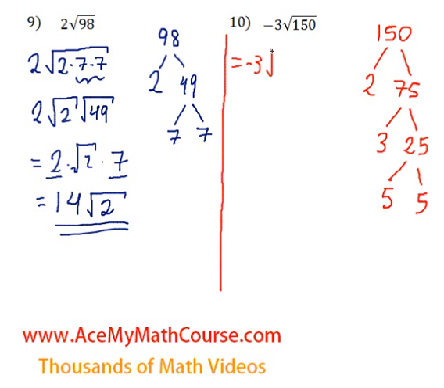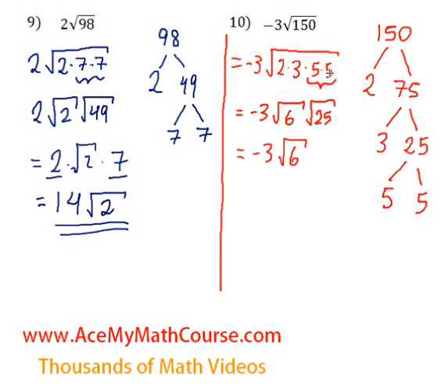So we have negative 3 times the square root of 2 times 3 times 5 times 5. Now, of course, we can only take out the 5's as a pair. The 2 and the 3 are going to be stuck inside the square root. And 2 times 3 is just 6. So we have negative 3 times the square root of 6 times the square root of 5 times 5 is 25. And the square root of 25, of course, is just 5.